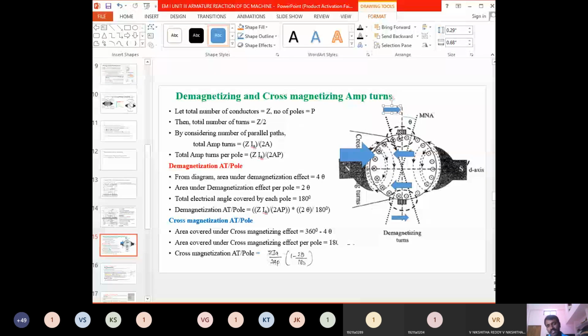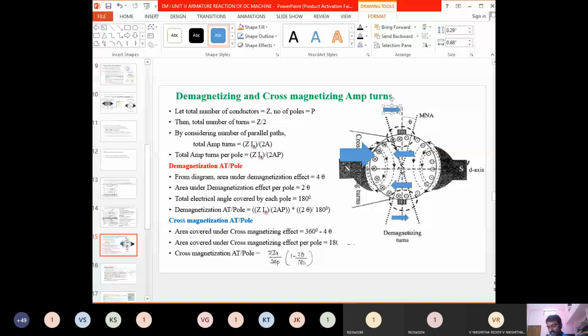So in total, in the armature, what is the demagnetization effect that is taking place here? That is 4 theta. The total demagnetization effect taking place is 4 theta.